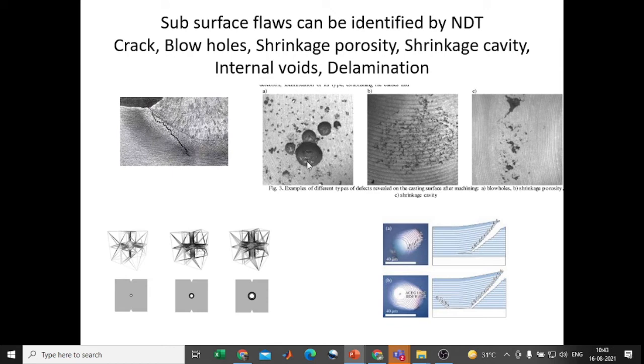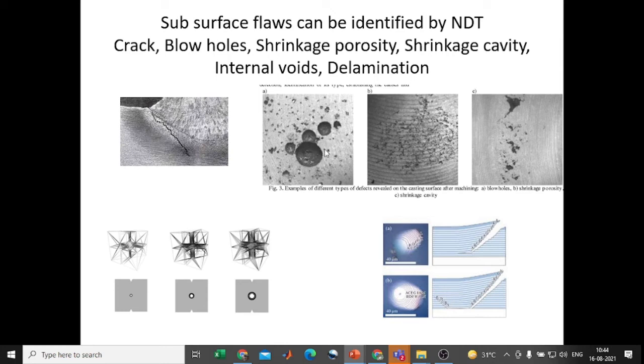After that, blowholes. Blowholes happen because of air entrapment during the solidification of materials. Solidification means the metal is converted from the liquid molten stage to the solid stage. During that conversion, the entrapped air escapes from inside the liquid material to the top surface, so that the top surface has some holes. These holes are called blowholes. These kinds of blowholes can be identified with non-destructive testing.